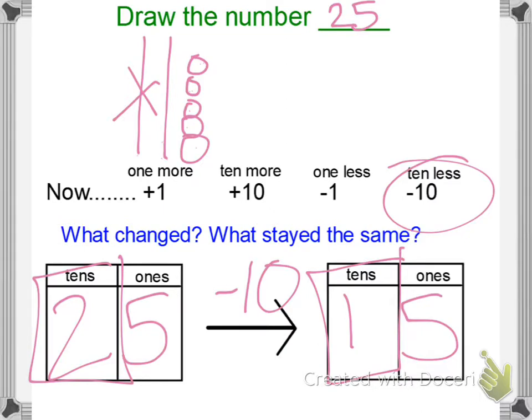So if it says 1 more or 1 less, we're changing the ones place. If it says 10 more or 10 less, the tens place is going to be changed.